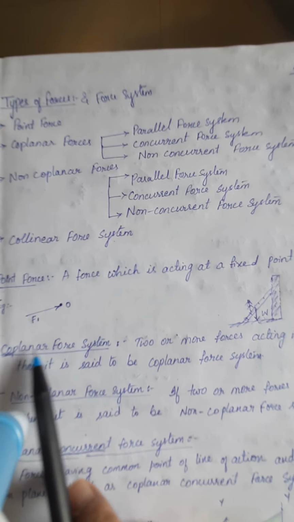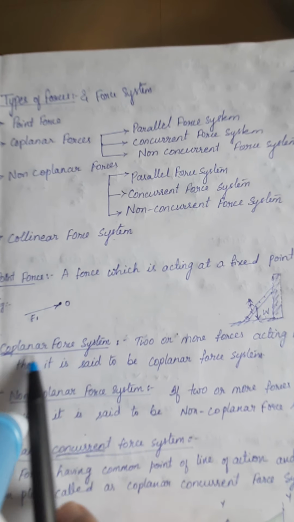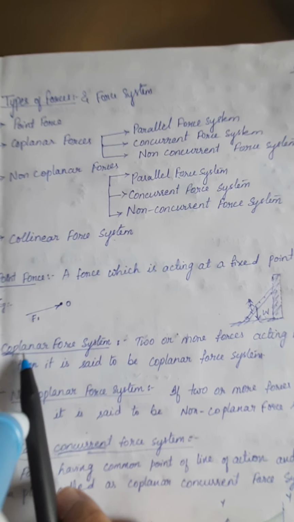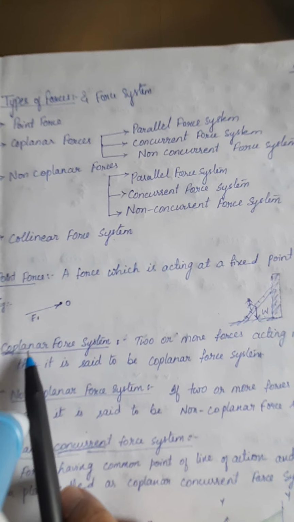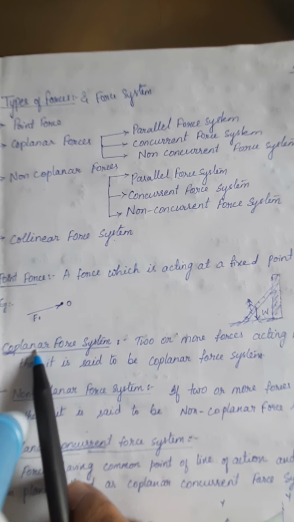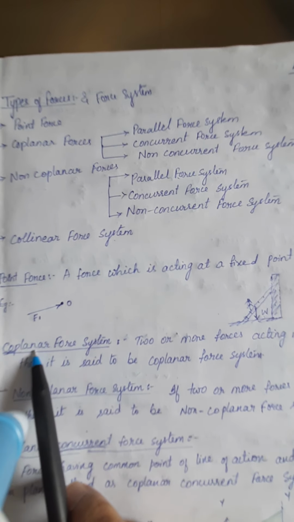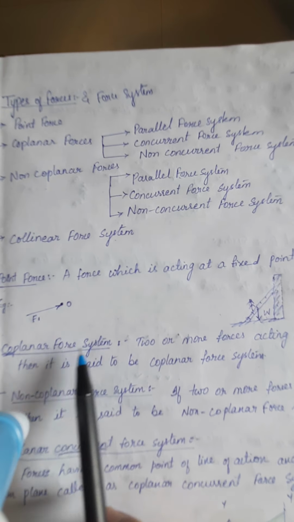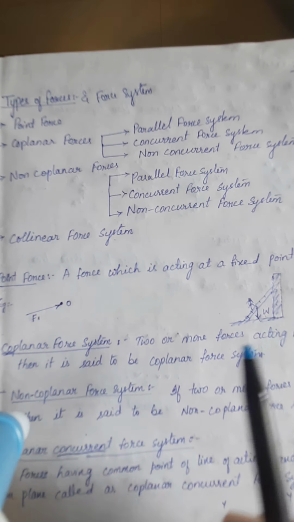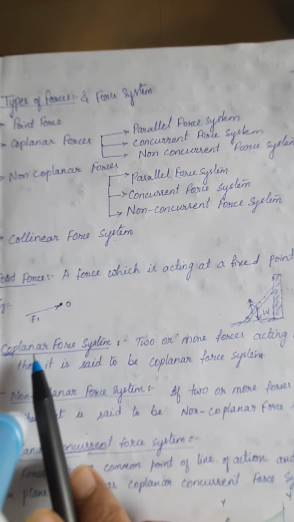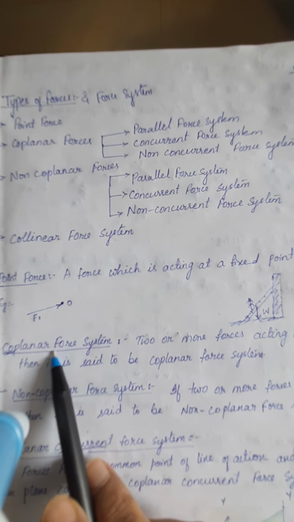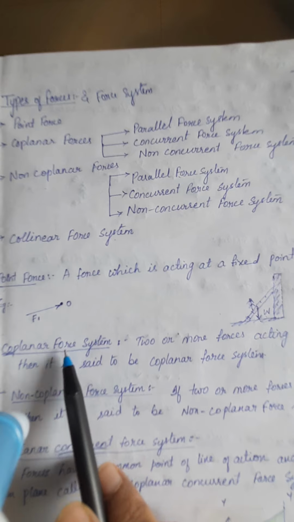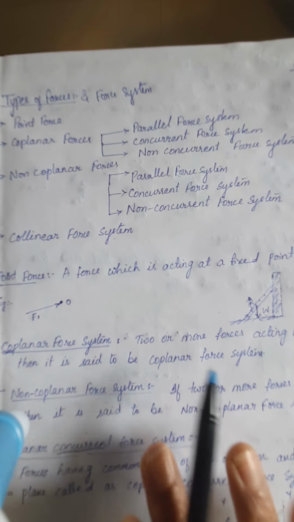Next we have coplanar force system. Here the word coplanar itself defines what it is. Coplanar means a common plane. Co means common, planar means plane. Coplanar force system: the forces, it may be two or more, any number of forces which have a common plane are called a coplanar force system.